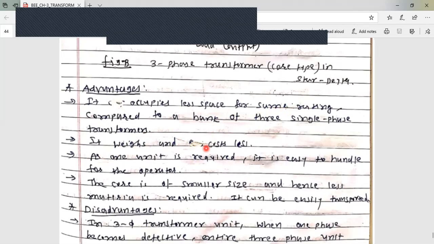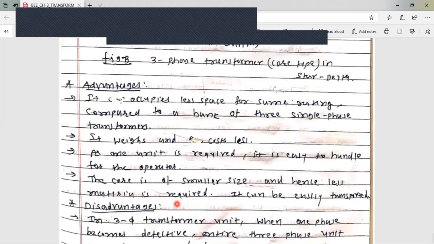Its weight and cost are less. As only one unit is required, it is easy for the operator to handle. And the core is of smaller size and hence less material is required. So it can be easily transported. So these four are the advantages compared to the above bank of three single phase transformers.